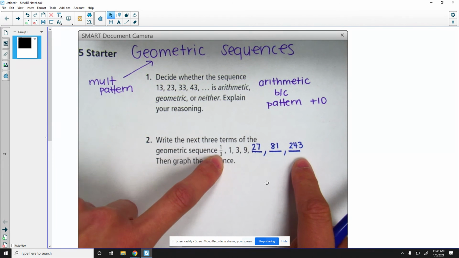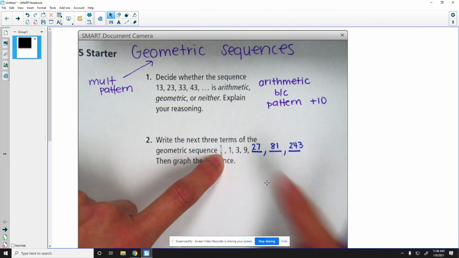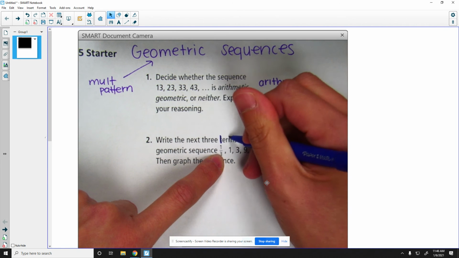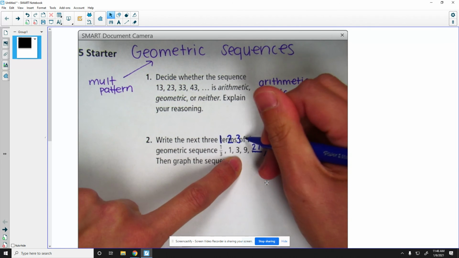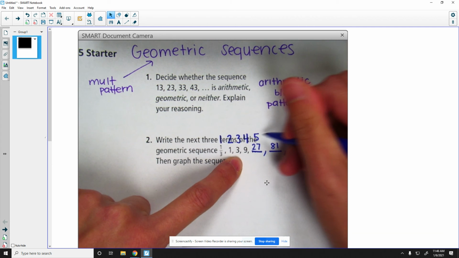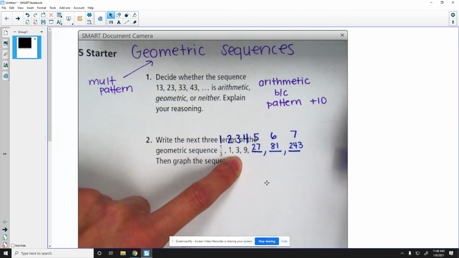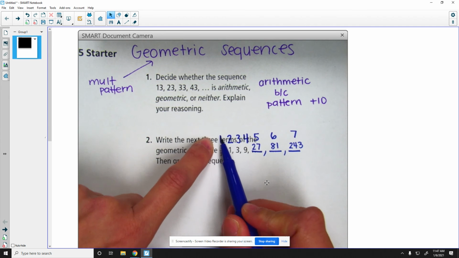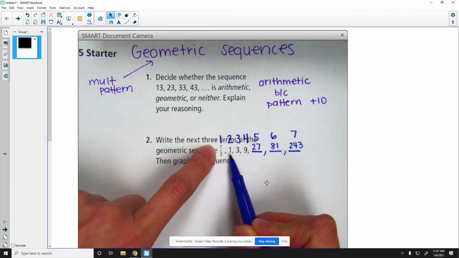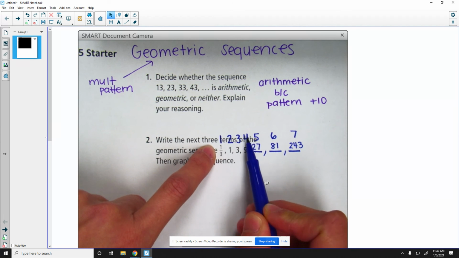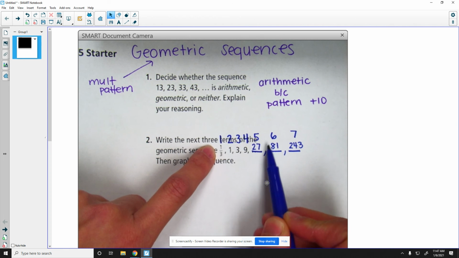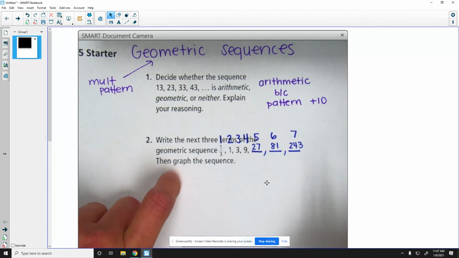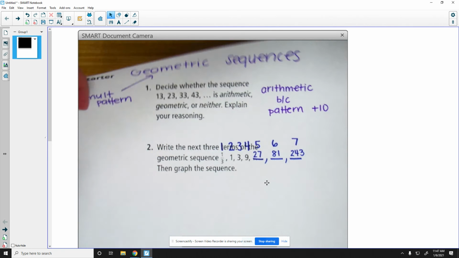So remember when we did this the first time around, I said, okay, here's your set of numbers. This is the first term, the second term, the third term, the fourth term, the fifth term, the sixth term, the seventh term. So your points are (1, 1/3), (2, 1), (3, 3), (4, 9), (5, 27), (6, 81), (7, 243). Okay, so now let's graph.